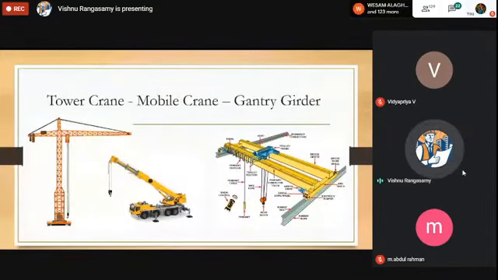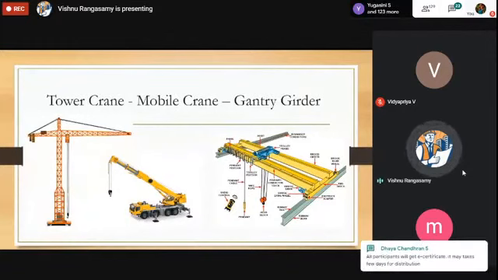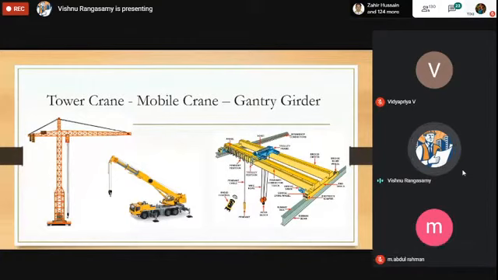So the use of tower cranes, mobile cranes, and climbers. Tower cranes and mobile cranes are gaining popularity nowadays. Let me tell you what the cost is. A tower crane costs around 60 to 65 lakhs if you buy a new one, and installation costs around 2.5 lakhs if you are installing a new unit.